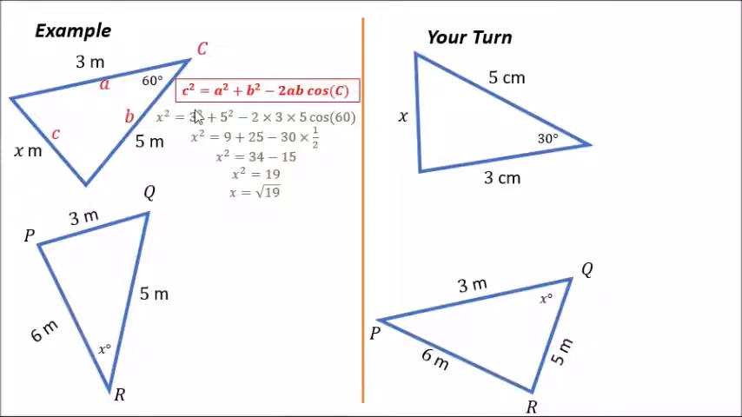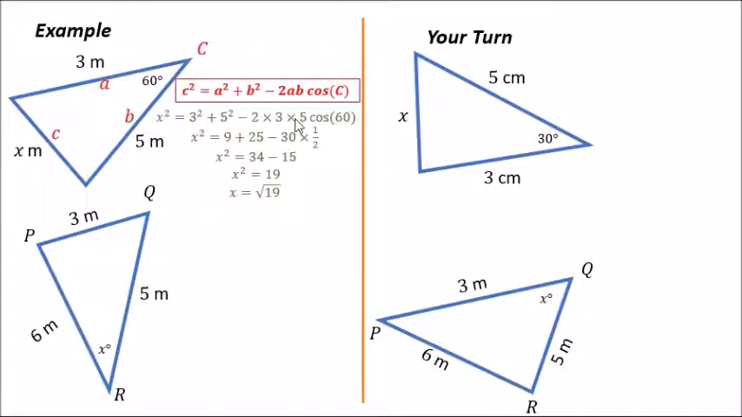So x squared is 3 squared, because that was a, plus 5 squared, because b was 5, minus 2 lots of 3 times 5 cos 60, because the angle was 60. I've written multiplication signs between them so you don't get confused. You can see this same thing with brackets around the 3 and the 5, it just means the exact same thing. Now when I do the powers here and multiply the 2, the 3 and the 5, I end up with 9 plus 25 minus 30.